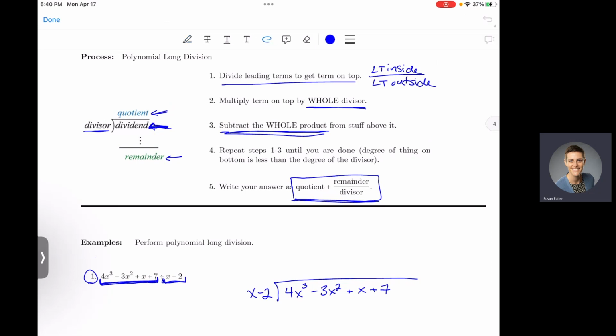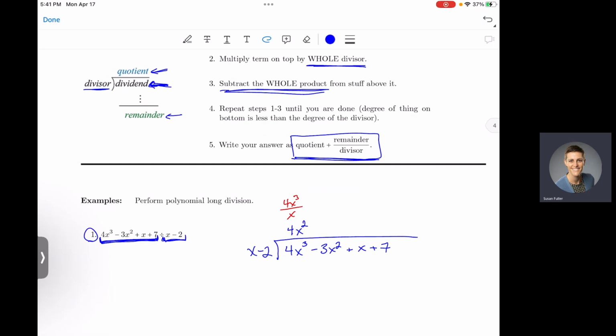So we're going to start by dividing our leading terms to get the first piece of our quotient. You're going to do the leading term inside divided by the leading term outside. So our leading term inside my division bar is 4x to the third, and we're going to divide that by my leading term outside. The leading term of my divisor is x. Simplify that and I get 4x squared, because 4x to the third divided by x, one of your x's cancels, and you've got 4x squared left.